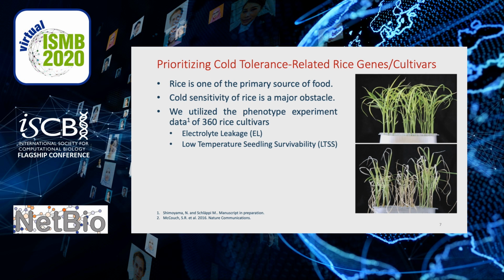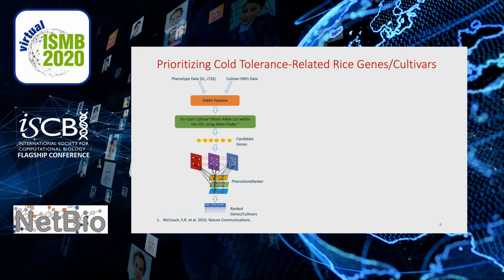We utilize the phenotype experiment data coming from different temperatures. We use electrolyte leakage level of the shoots and leaves taken from those rice seedlings. EL level is used to measure the cold sensitivity of rice plant. Increase in EL level under cold treatment indicates sensitivity and decrease in EL level indicates cold tolerance. Also, we utilize the survival rates of these cultivars under different cold treatment temperatures.